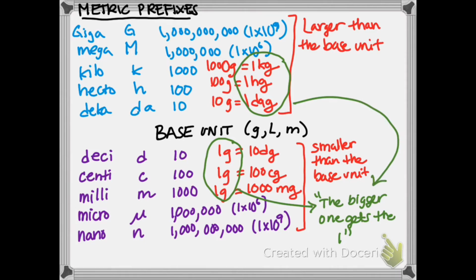So what you'll need to do is memorize that deci is 10 and it's smaller than the base unit. Deca is also 10, but it's bigger than the base unit. And with your mantra, the bigger one gets the 1, you'll always be able to do your conversions correctly. So what we're going to do is work some examples.